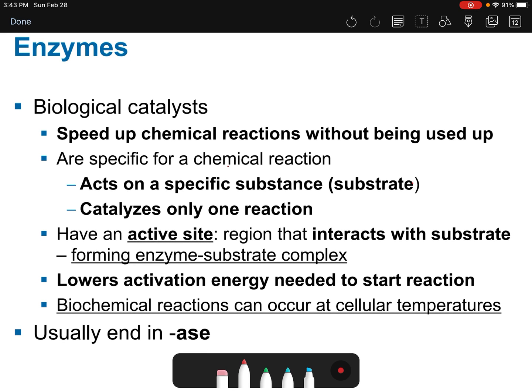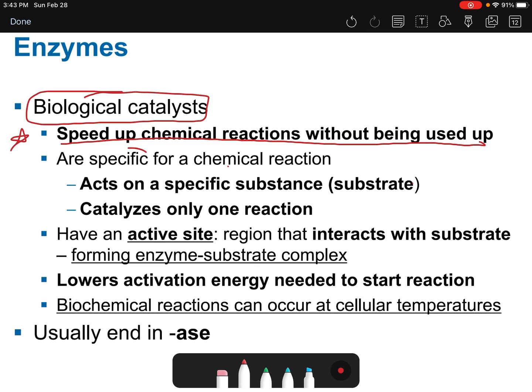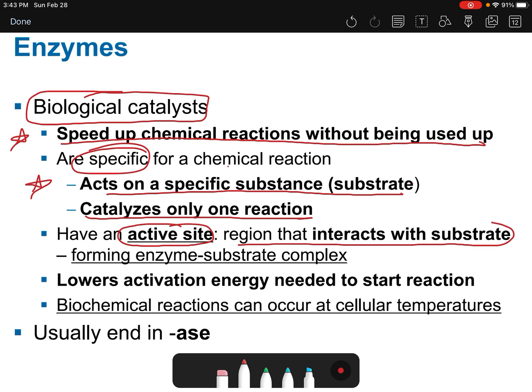So enzymes are what we call biological catalysts. That means they speed up chemical reactions without being used up in the process. They are specific. They only act on a specific substance or substrate. So every single reaction in your body has a separate enzyme that's playing a role in it. Enzymes have what are called an active site, and that's the part that interacts with the substrate.